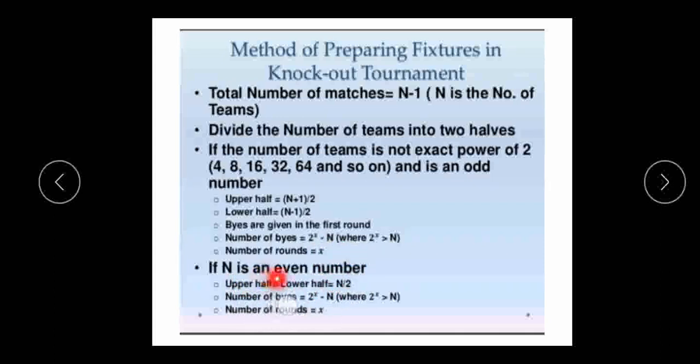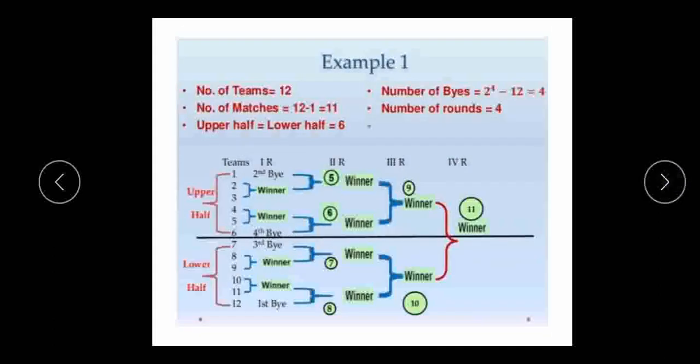If N is an even number, then for the upper half and lower half the formula is N upon 2. When the number of teams is even, this is very important, take care there. Then for the lower half and upper half, one formula is there, N upon 2. The number of byes is 2 to the power x minus N, where 2 to the power x is more than the number of teams, and x represents the number of rounds. It's clear, beta? Then one example we are giving for the even number.